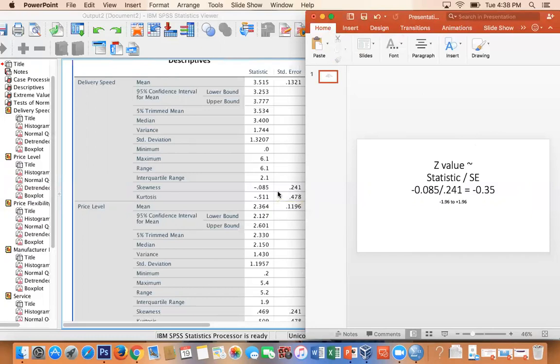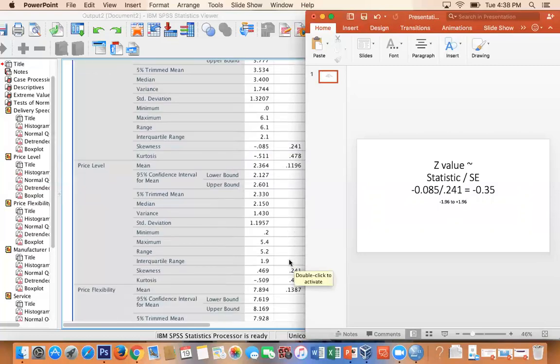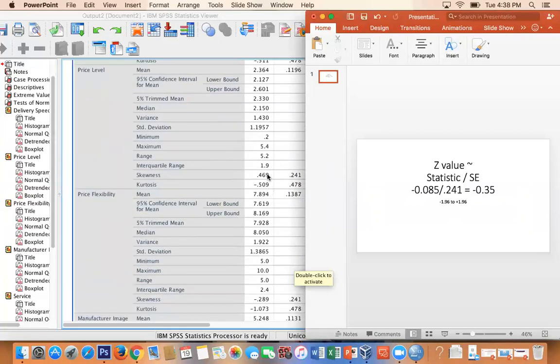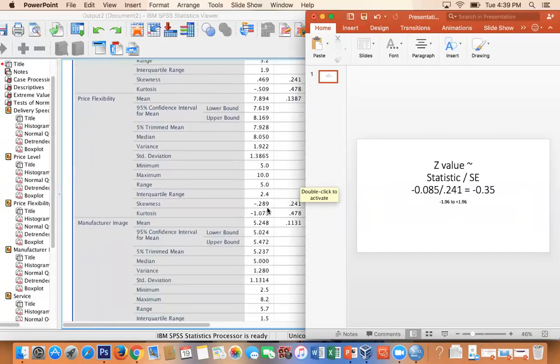So that is how you determine if a particular distribution is skewed or chaotic. Another rule of thumb is that the value should be between -1 and +1. If you look at this, these two fall in the range, so they are not skewed or chaotic. Even if you divide this by this, you should not get more than 1.96. And -0.289 divided by 2.241, and -1.073 divided by 0.478.